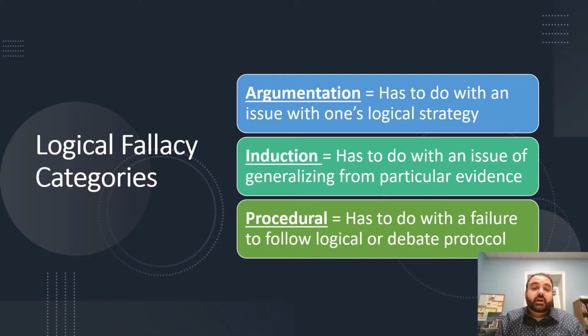The three categories of logical fallacies we're going to cover in the second part are argumentation, induction, and procedural fallacies. Argumentation fallacies have to do with mistakes in the strategy behind the logical arguments that we make. Induction fallacies have to do with generalizing specific pieces of evidence in making our argument. And procedural fallacies more refer to a failure to follow logical or debate protocol.